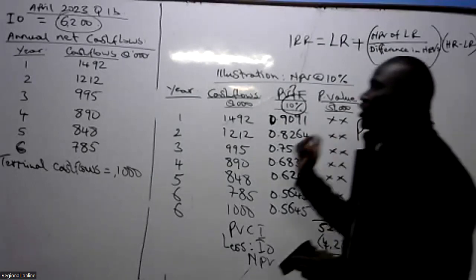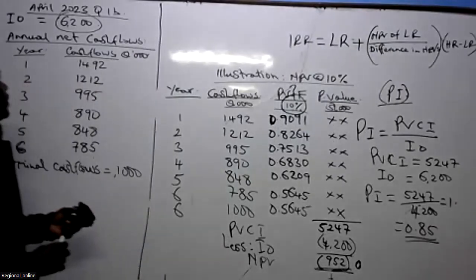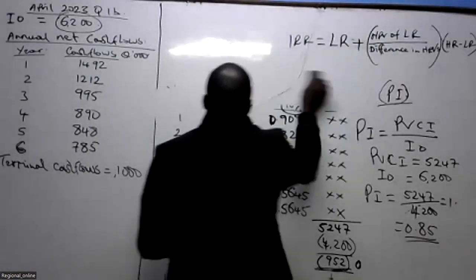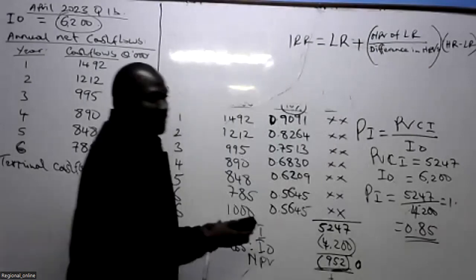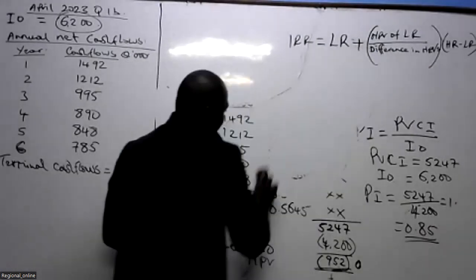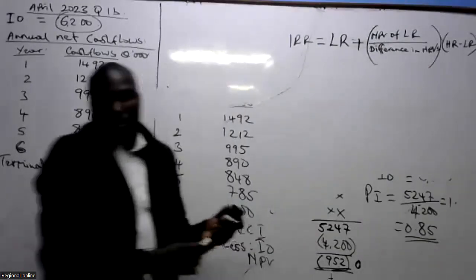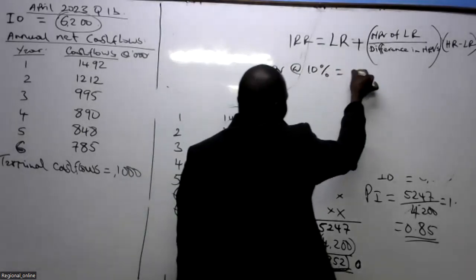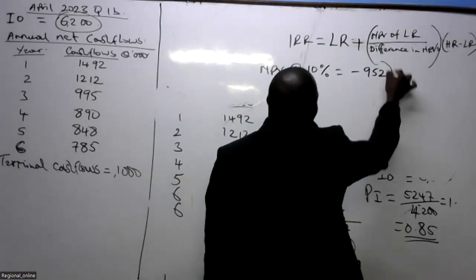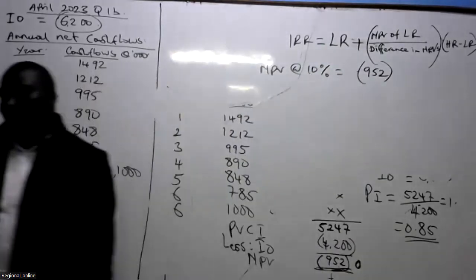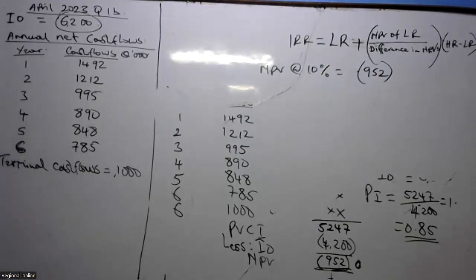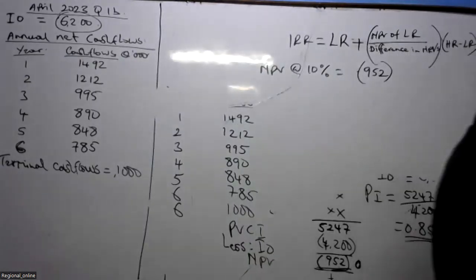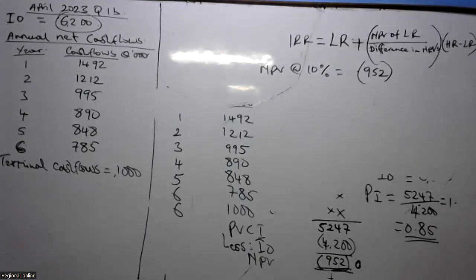Yeah. So let's have illustration. We do the IRR for this. So illustration April 2023, question 1. So then you just tell him that NPV at 10% was a negative of how much? 952. Now, our NPV is negative. Do we increase the rate or we reduce the rate? We reduce the rate.